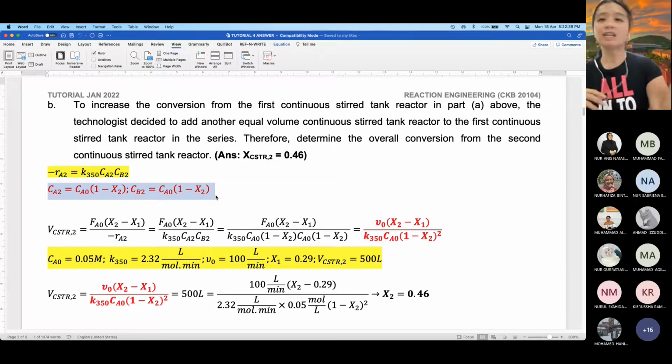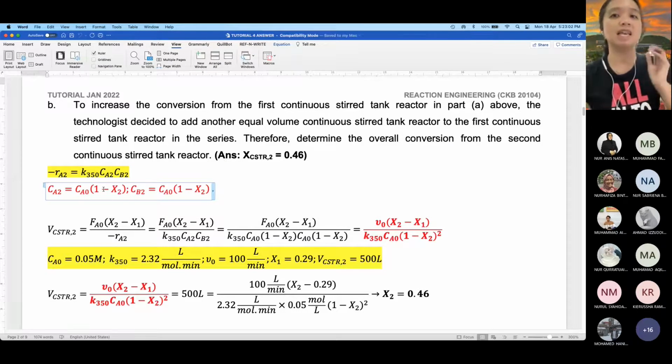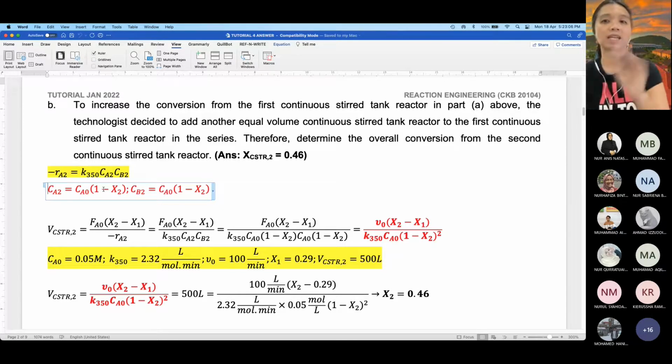Okay, sekarang kita kena tahu pula macam mana nak cari Ca2, Cb2. Apa beza dia? Okay, so Ca2, kalau kamu dah belajar, kita pernah belajar. If you want to find Ca, equation dia untuk liquid phase, Ca equals to Ca0 in bracket 1 minus X. Kita dah belajar kalau nak cari concentration, Ca equals to Ca0 in bracket 1 minus X.